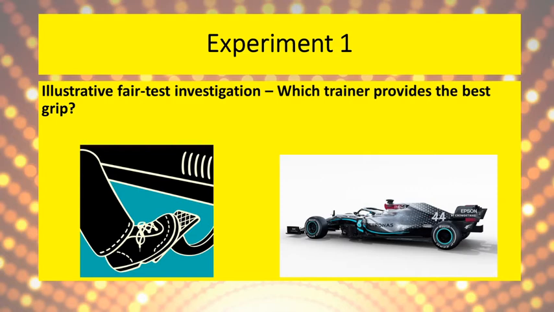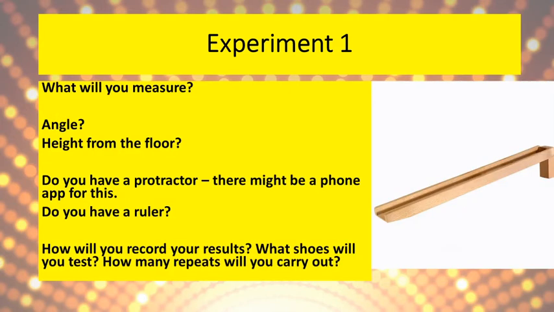So the setting for this experiment is you need to figure out which shoe would be the best shoe for a Formula 1 driver. And they need to have shoes which have good grip. So you need to test out some different shoes and test out their grips. I'm going to explain that a little bit more on the next slide.